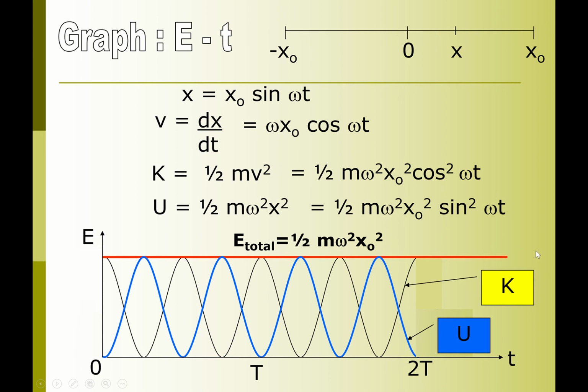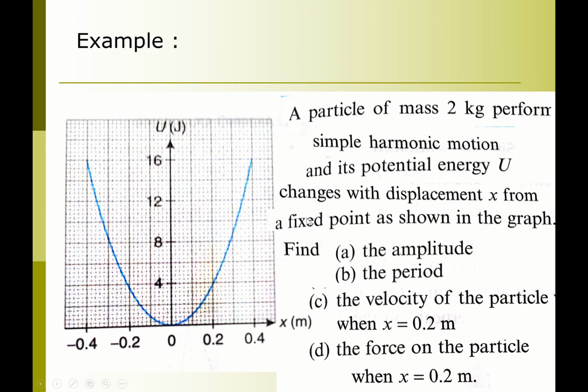Okay, we try this example. A particle of mass 2 kg performs simple harmonic motion, and its potential energy U changes with displacement x from a fixed point as shown in the graph. Find the amplitude, find the period, and then find the velocity of the particle when x equals 0.2 meter, and also find the force on the particle when x equals 0.2 meter.